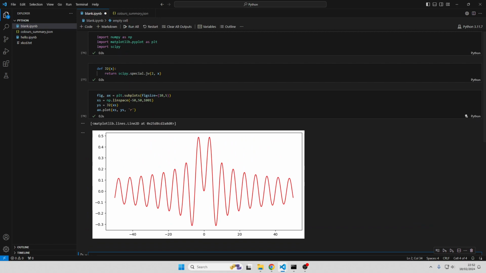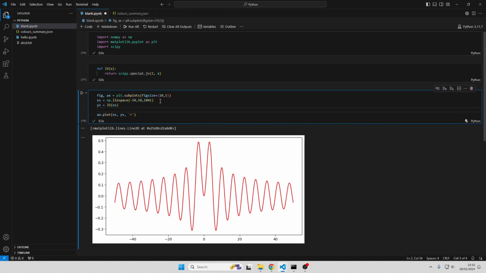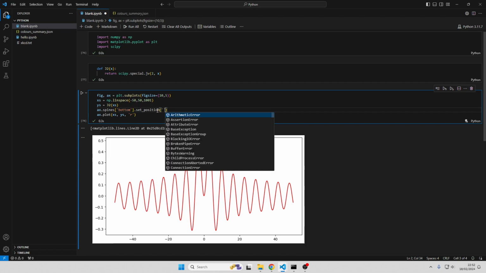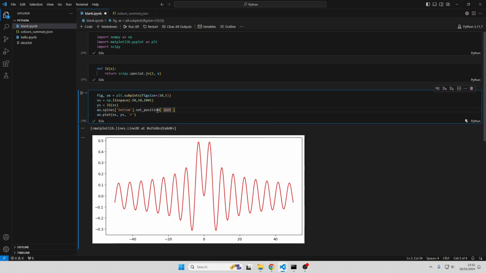So there we go. We'll just move the x-axis up to y equals 0, just to make it a bit clearer. Let's just remember the normal way to do that. We're looking at the bottom spine, which refers to this line that's across the bottom at the moment. We're going to use the set position method, and I'm going to move it to the 0 position, which means in the middle of the plot.